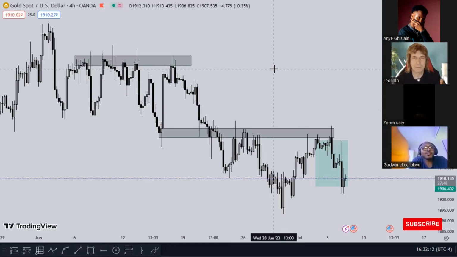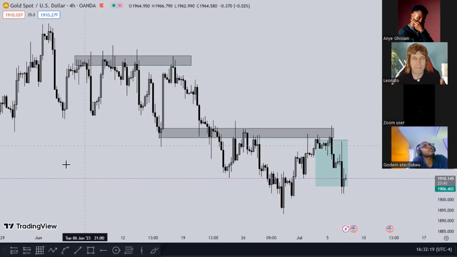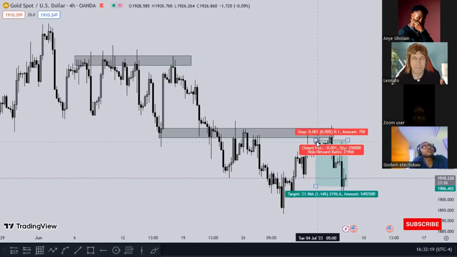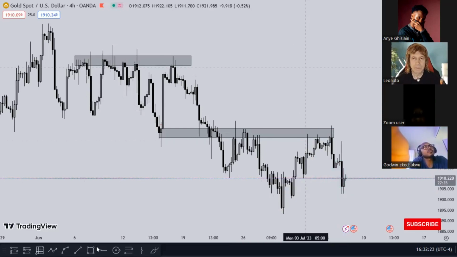Well, my question is this: what's the difference between managing trade and risk management? Okay. Managing a trade is what me and Celia just spoke about now. You manage a trade when, let's say, you open a position.